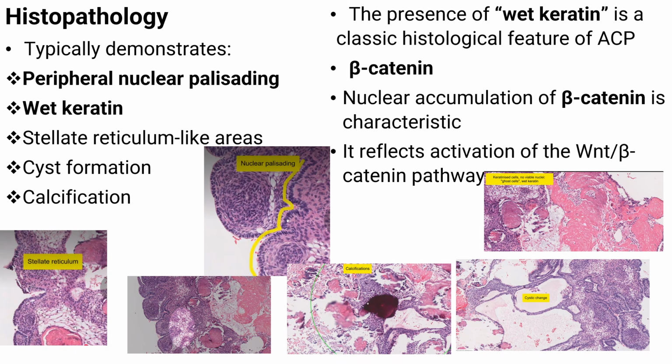Wet keratin is a key diagnostic clue. Its presence strongly supports Adamantinomatous Craniopharyngioma when interpreted alongside the other histological findings. Another important feature is nuclear accumulation of beta-catenin, which reflects activation of the wingless-related integration site and beta-catenin signaling pathway. Immunohistochemical staining for beta-catenin can therefore support the diagnosis, especially when the microscopic features are less typical.